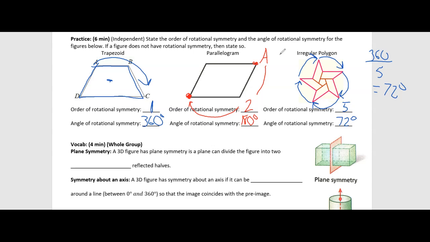All right, we are going to stop here. We're not going to talk about 3D symmetry or plane symmetry or symmetry about an axis because that's not the main focus for this unit. That's just something extra that we can talk about if we have time. But this video has gone long enough. I don't want to extend it any further, so we are going to stop here.